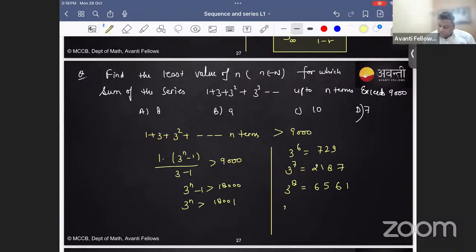But yes, if you do it 9, 3 to the power 9 will certainly be more than 18,000. So the value of n will be 9. Least value of n. Now after 9, if you take 10 terms, 11 terms, this sum will always be greater than 18,000. But yes, 9 is the first term after which the sum is exceeding 18,000.